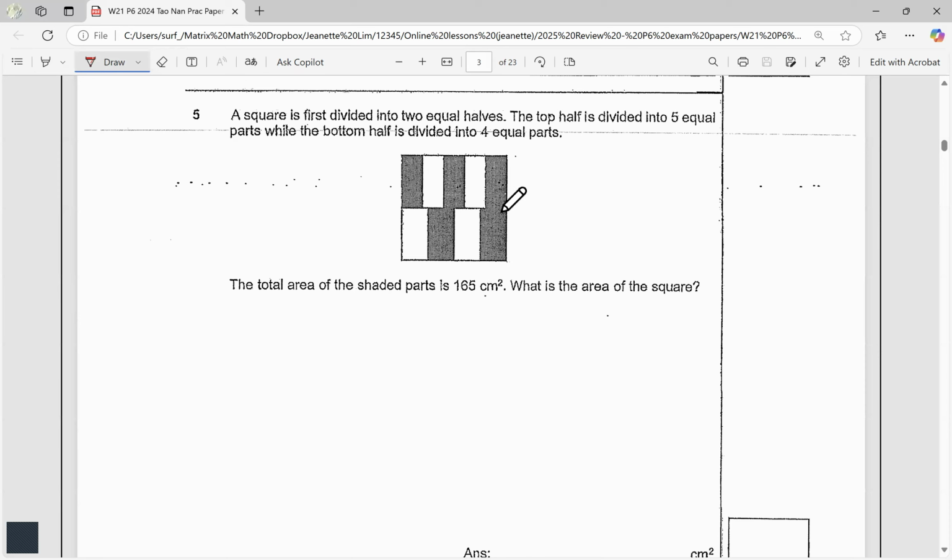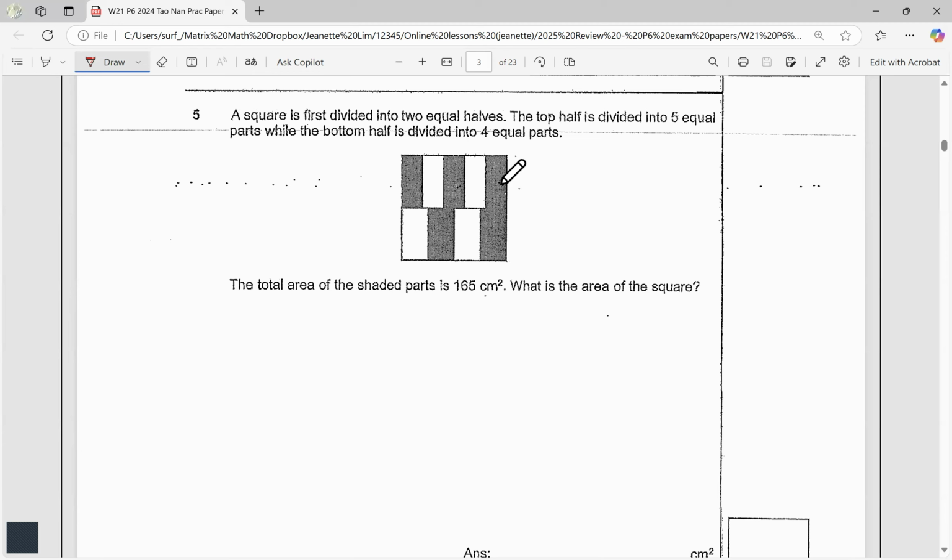Okay, if you look at it like a model, it means that the top half is actually the same area as the bottom half. And if the top part is divided into 5 units, and the bottom is like 4 units, right? What we have to do normally is to make the units the same so that it's comparable. So the top 5 boxes and the bottom 4 boxes, we find a common multiple, which is 20. Common multiple of 4 and 5 is 20.